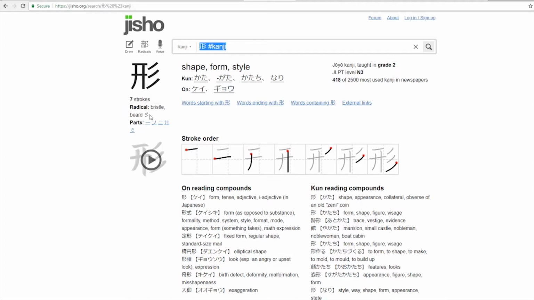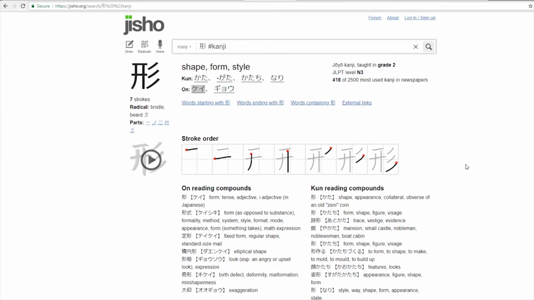The kunyomi for it is going to be kata, and the onyomi is going to be, actually I don't know the first symbol there. Let's look up that K. Oh yeah, because it looks like a K. There we go, K. So kata is going to mean shape, and K is going to mean form.